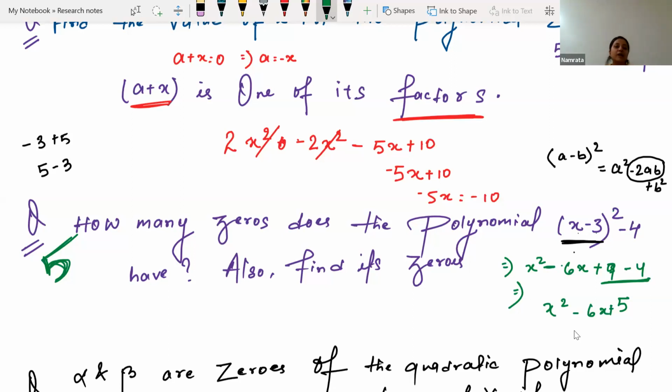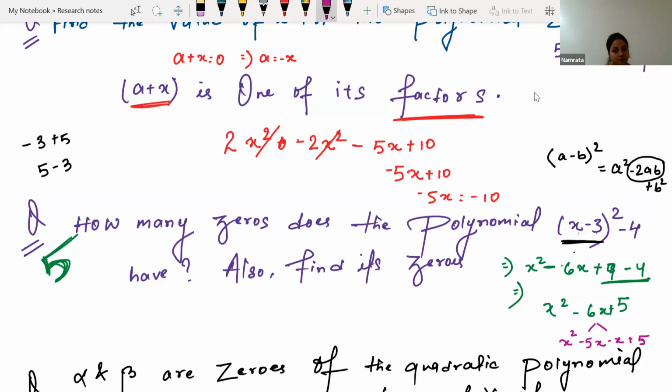Now also find the zeros. Now we will be able to find the zeros. We have to split the middle term. Can you tell me how we will split the middle term? What will be the factors? The product will be 5 and the sum will be -6. So we will be taking minus 5x minus x, right, Harshit? Yes, ma'am. So the factorized form will be?